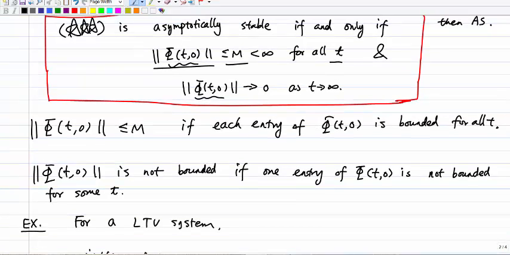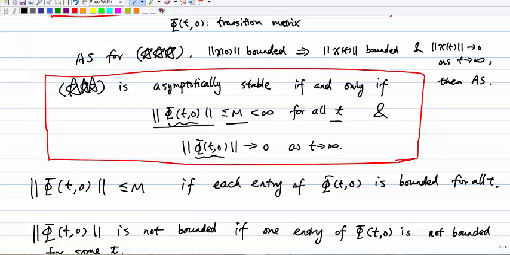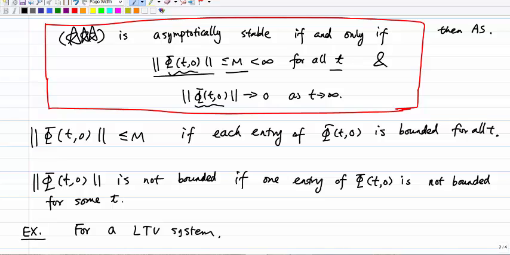Okay, so as a matter of fact, the norm of the transient matrix is bounded if each entry of this transient matrix is bounded for all t. That's pretty straightforward. The other case is if this is not bounded, if one entry of this phi is not bounded for some t. This is sort of the equivalent.